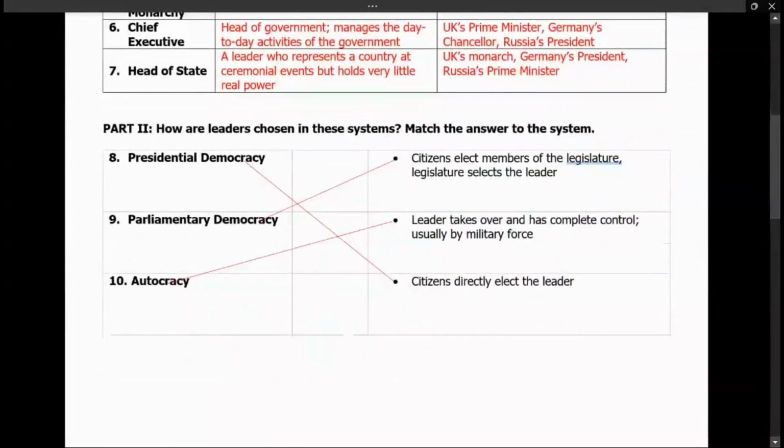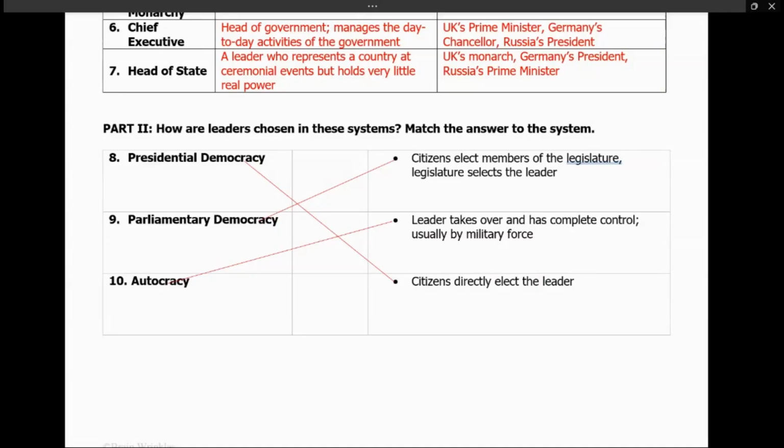So, how are leaders chosen in this system? Guys, in presidential democracy, just like what we talked about, citizens are voting for the president. Citizens directly elect the leader. Parliamentary democracy, again, the name is who we vote for. So in parliamentary democracy, we're voting for the parliament. We talked about parliament being the legislature. So citizens elect members of the legislature, and legislators select the leader. So that's parliamentary democracy for you.